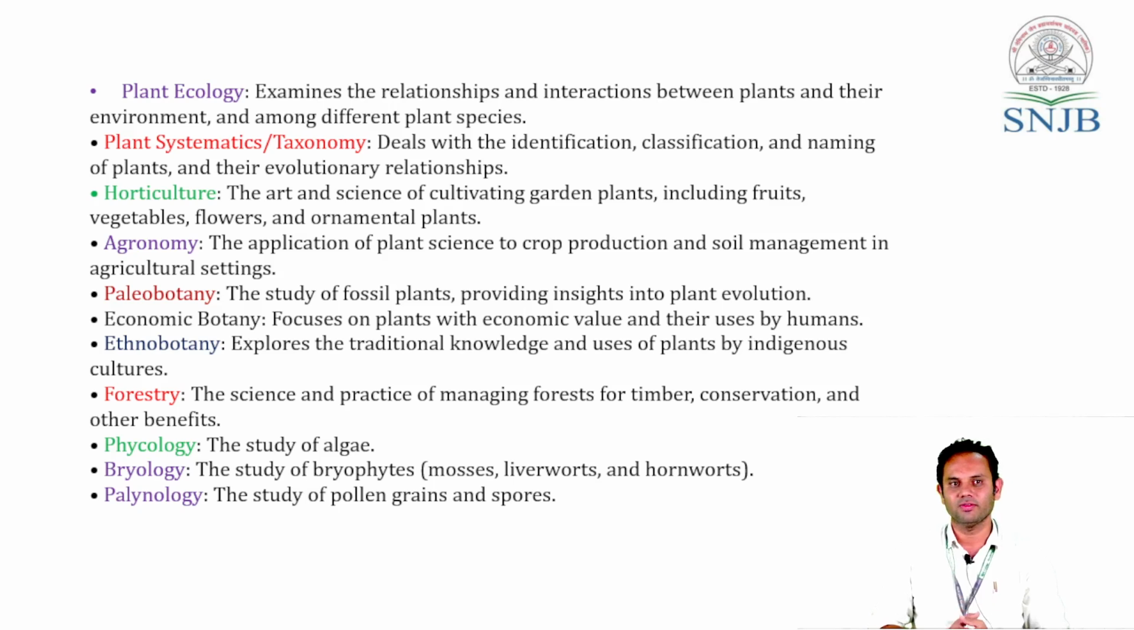Then the next subfield is horticulture. Here we study the garden plants, the fruit plants, the orchids, the ornamental plants, all these plants which are important from a commercial point of view. All these plants are studied in this subfield known as horticulture. The next subfield is agronomy. So what is agronomy? It is the application of plant science to crop production. Here we learn how crops are produced.